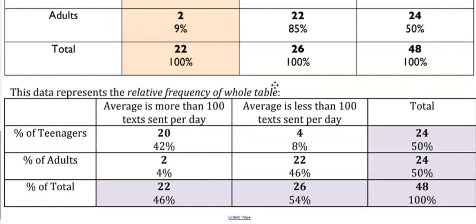to her data. And then we have a relative frequency whole table. So the 100% is taken here. So what this tells us is out of everybody surveyed, 42% of the people surveyed were teenagers and they send more than 100 texts per day.